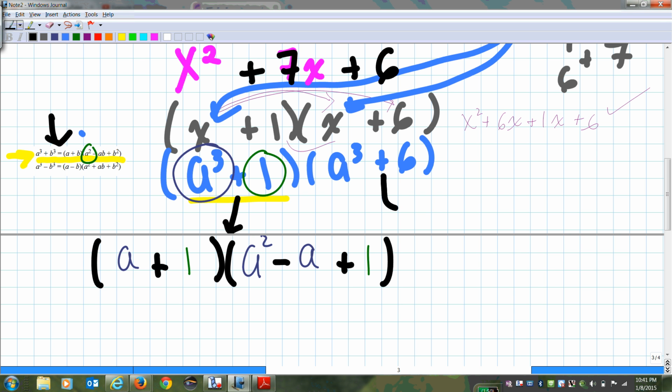And then we bring this down. That 6 is not a perfect cube, so we can't factor it anymore. So this is a to the third plus 6, and you are done with that one. Okay, that's number 20. And then you asked about 22.